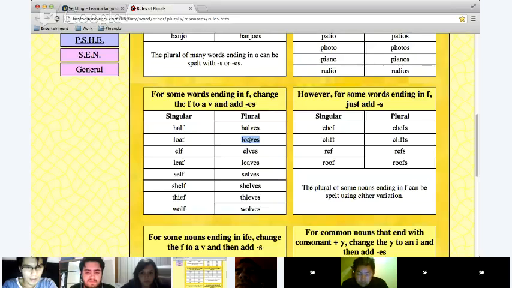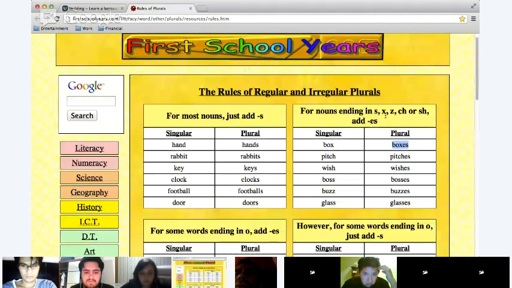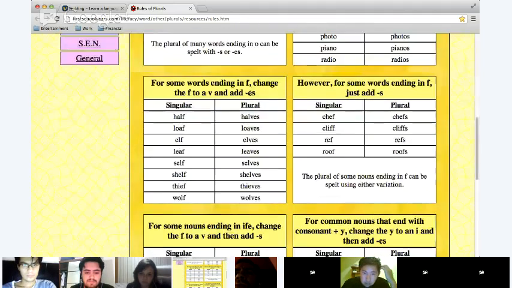Excellent. So, remember class, the only time when we pronounce that S sound is when the word ends with an S, an X, a Z, CH, or SH. Bosses, buzzes. So even if we add an ES on other words, we do not pronounce that S sound, by saying loaves or anything like that. We say loaves.